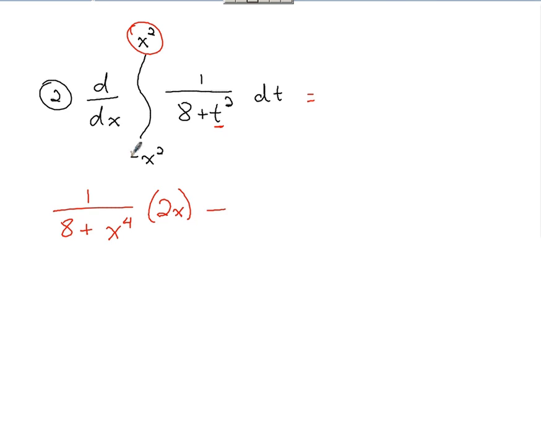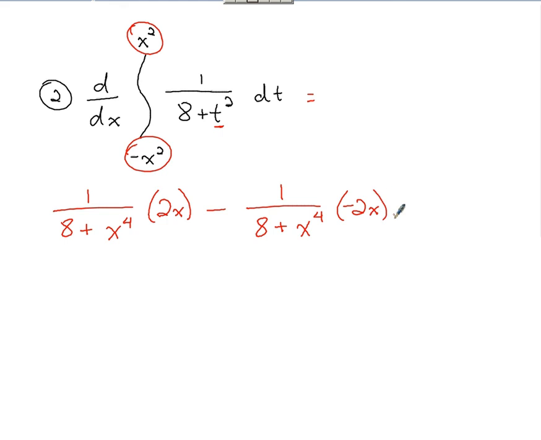Repeat the same process, only do so with respect to that -x squared we're plugging in. -x squared goes in the place of t. It's 1 over 8 plus -x squared squared. So we're squaring a negative, it's going to be positive. It's x squared squared, so it's x to the fourth. And once again, tack on the derivative of this piece you just plugged in. Derivative of -x squared is -2x.